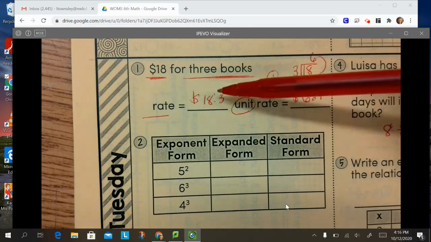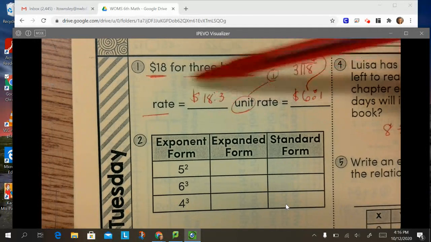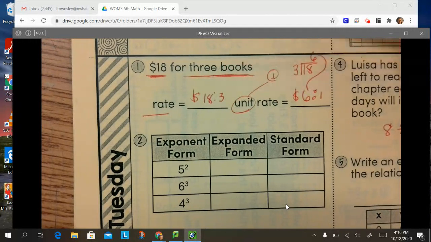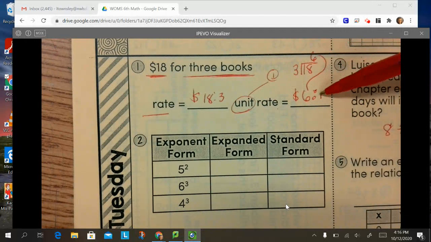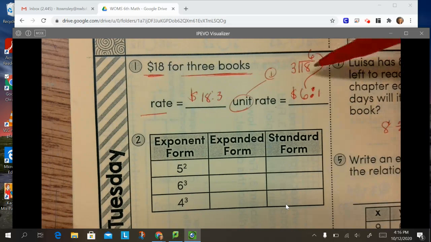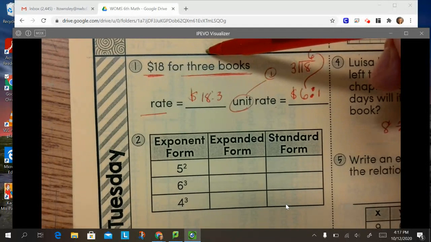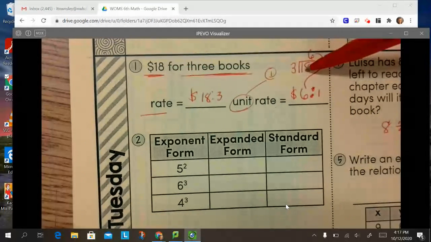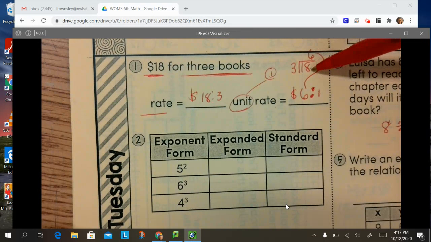Here the rate is just what it tells you it is. You want to make sure that you put it in order: $18 for 3 books, so 18 is first and 3 is second. Now they want you to find the unit rate, and for the unit, you always think of 1. Whatever this ratio is, it has to be something to 1. To get to 1, you want to use division. Take the first number, 18, divided by the second number, 3, which gives you 6. So it's 6 to 1.